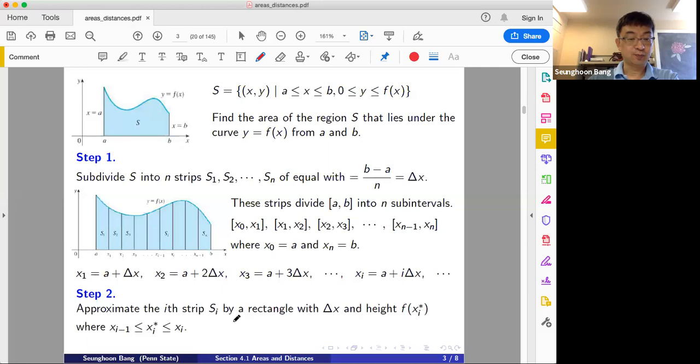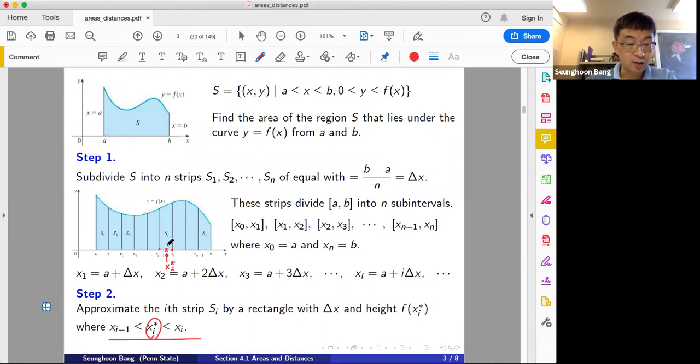So step 2. You can approximate the ith strip Si by a rectangle with width delta x and height f of xi star, where xi star is between x_{i-1} and xi. What does it mean here? This is x_{i-1}. This is xi. You can choose xi star. What's the choice of xi star? Any number between x_{i-1} and xi. So you can choose the left-hand point, right-hand point, middle point, the 1/3, 2/3, it doesn't matter, anything. I can choose here, this is xi star.